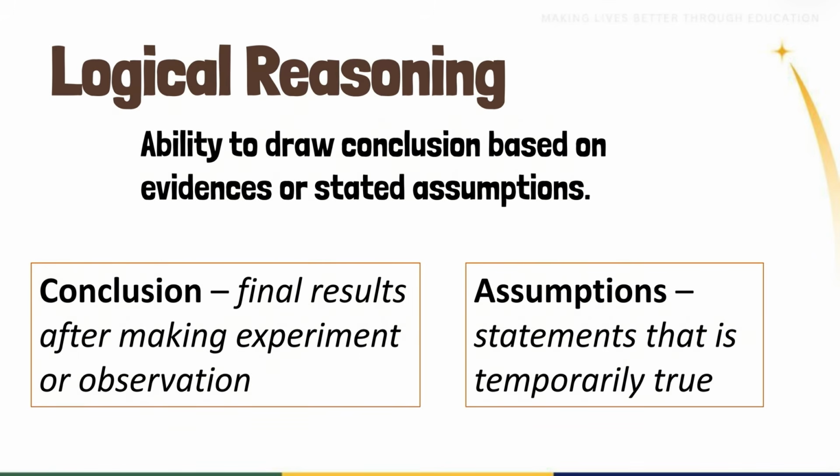Logical reasoning is our ability to draw a conclusion based on evidence or stated assumptions. In simple words, we look at the information we have and then we use that information to come up with a conclusion. There are two important terms that we need to understand. The first one is conclusion. A conclusion is the final result after an experiment or observation. The second one is assumption. An assumption is a statement that we temporarily consider to be true. So basically, we use information, observations, or assumptions to arrive at a conclusion.